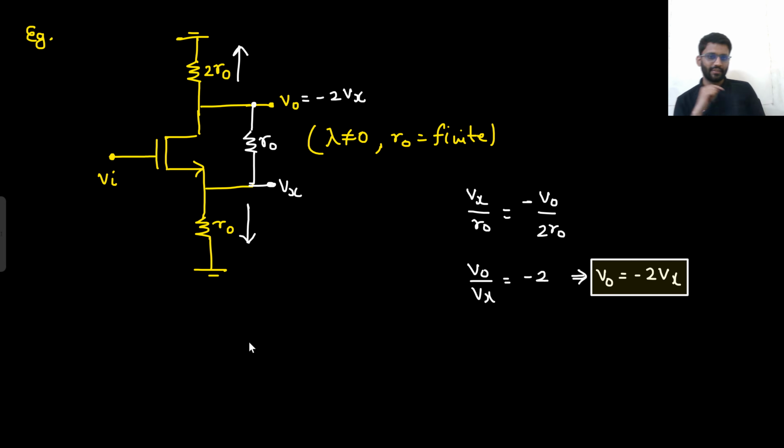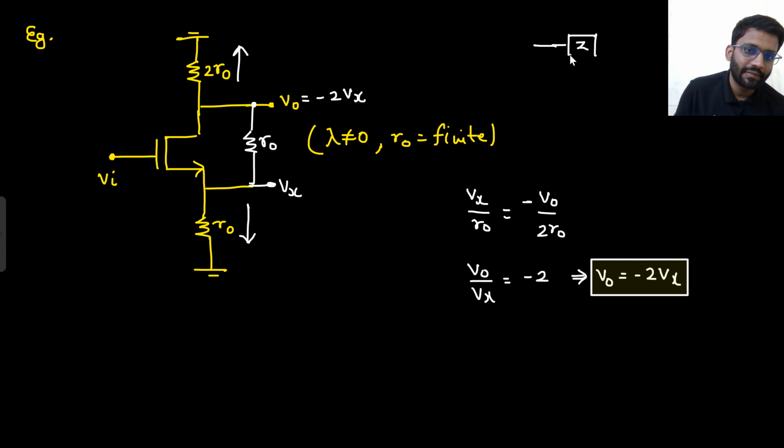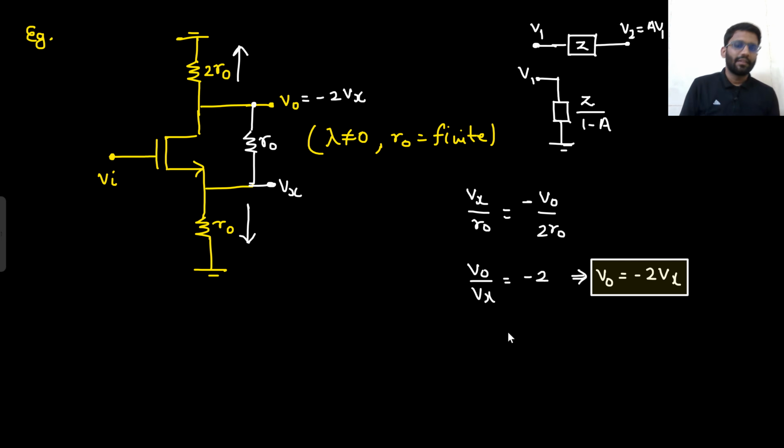So now what you can say? From Vx to ground, what was seen? Impedance Z was there. This was V1. This was V2. V2 was A V1. So from V1 to ground, what could I see? Z upon 1 minus 1 by A. The one which is alone. What is alone? Who is alone here? Okay, wait a second. Did I do any calculation mistake here?